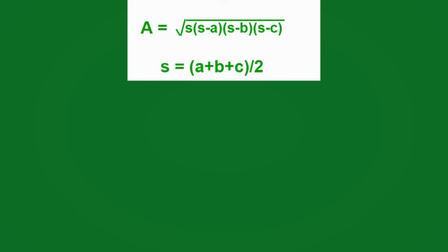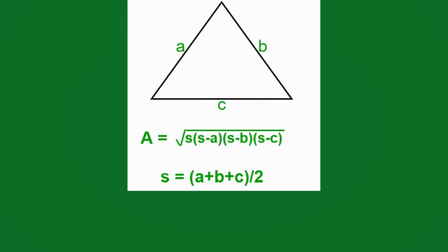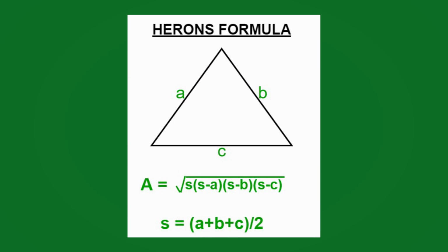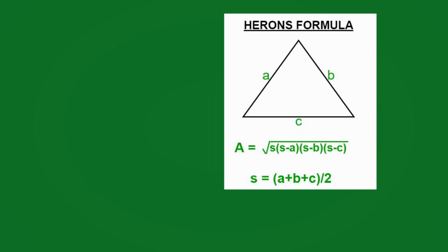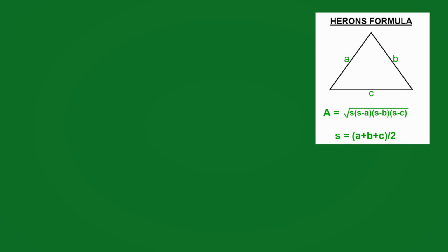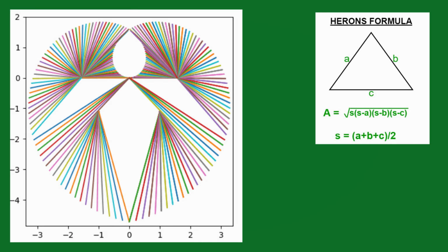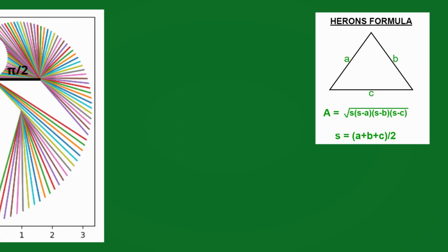Do you remember the way to find the area of a triangle with just the side lengths? No? Well, here it is. Heron's formula, s being all the sides added up and divided by 2. First, we need to find the side lengths. The top side length is easy. It's pi over 2. The bottom side length is also easy.